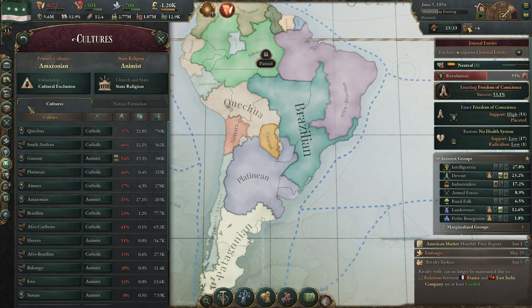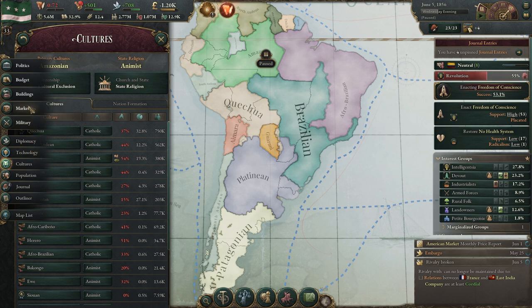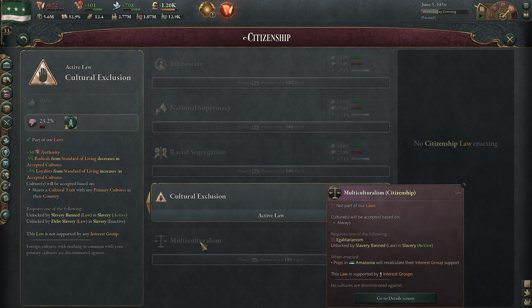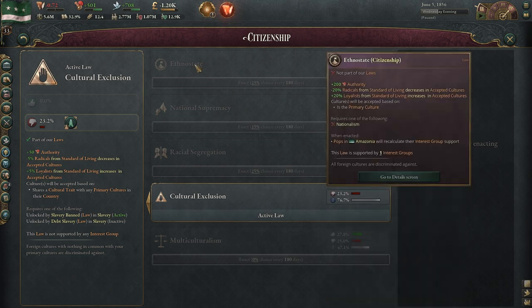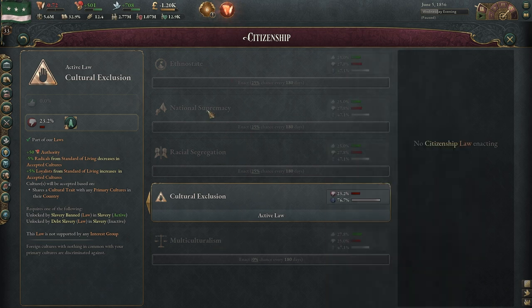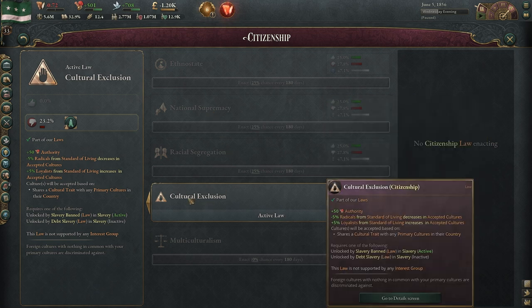So that's why pretty much every game, I think, I would head towards, if you can, definitely get to multiculturalism. It's just super strong. I would go ethnostate if you don't care about that and you're not going to take over any other countries, or you really just don't care and you want a lot of radicals, then this is fine. Racial segregation, I think, would be my next step, and then multiculturalism. National supremacy and cultural exclusion just feel like a waste to me.